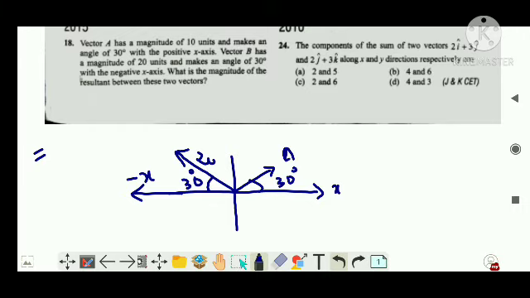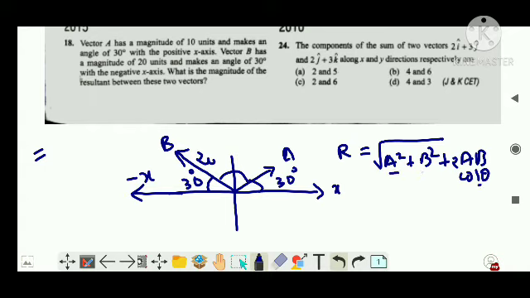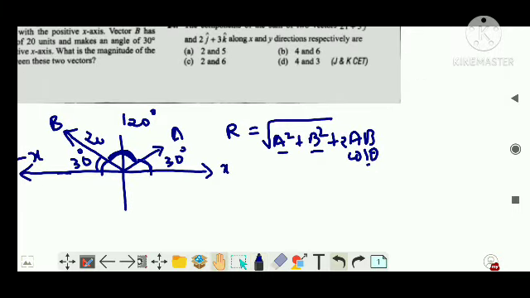This is a and this is b, and the magnitude is given. What is missing is the angle between the two vectors, that is theta. Remember, what is a plus b? The resultant of these two vectors is equal to root of a squared plus b squared plus 2ab cos theta, but theta is the angle between a and b. As we can see in the figure, we are not provided with it, but we know this angle is 30, this angle is 60, so this angle is 180 minus 60, right? So this angle will be what? 120 degree. Clear?